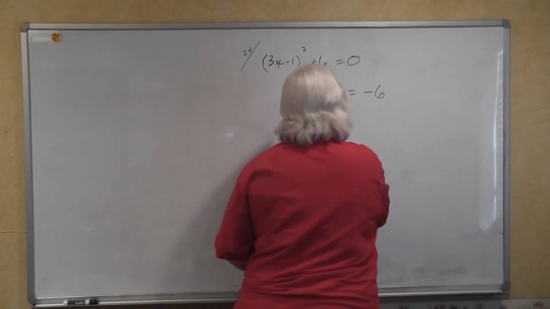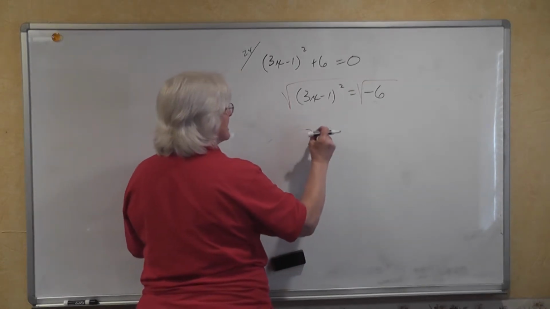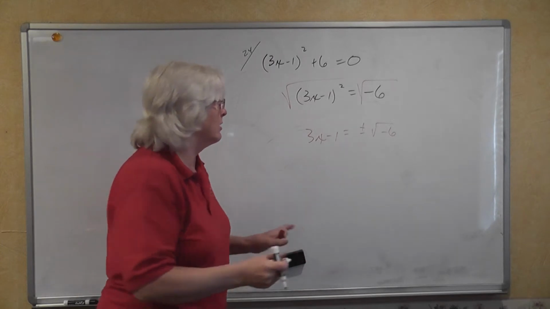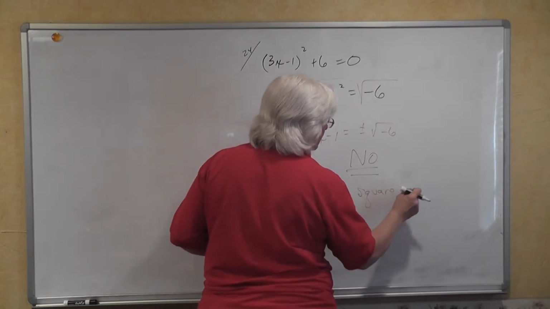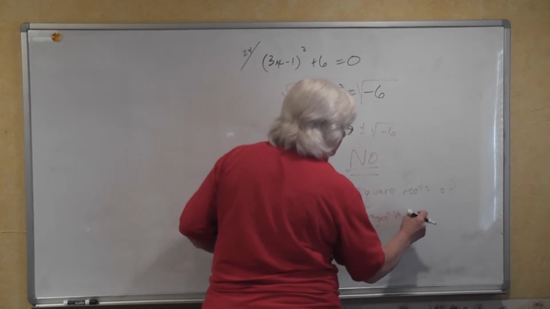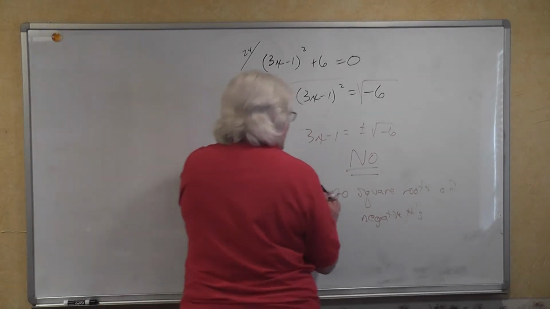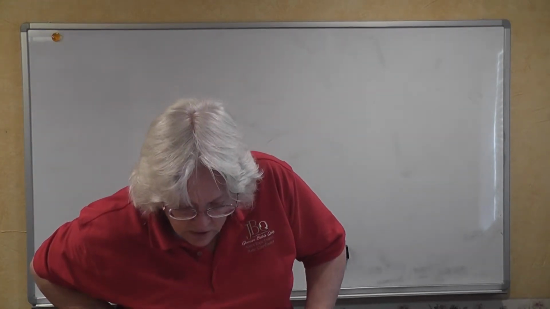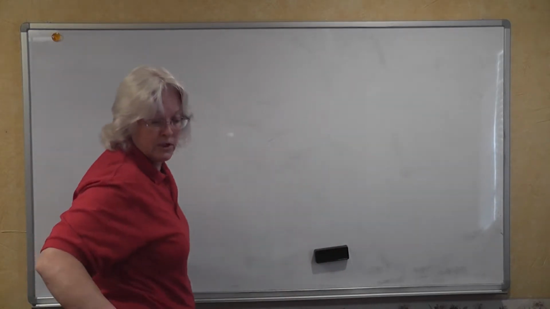So you have to always be careful to be looking at your problems. It would be very easy to say, oh, I've got this set up. Take the square root of both sides. 3x minus 1 is equal to plus or minus the square root of negative 6. And then continue down the wrong path. No square roots of negative numbers. Okay? You have lots of things to be looking for in these types of problems. Let's look at another one and see what we have. Let's go ahead and go back to negative t squared plus 4 is equal to 0.